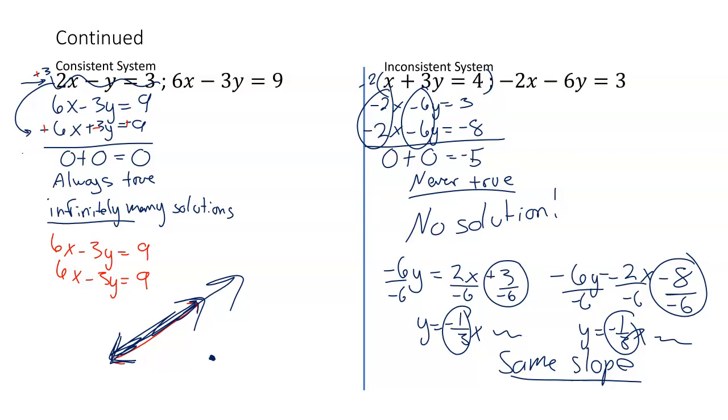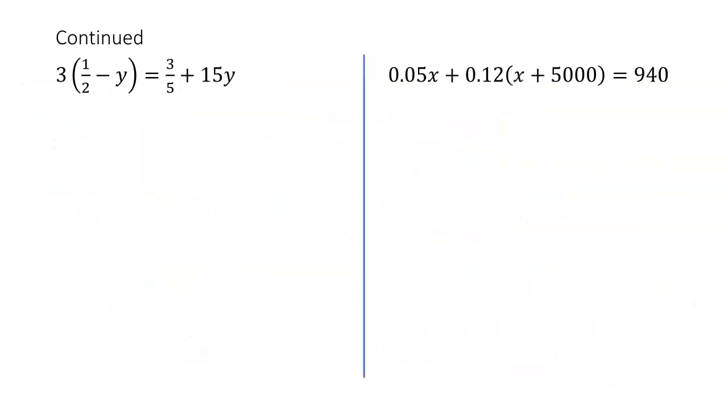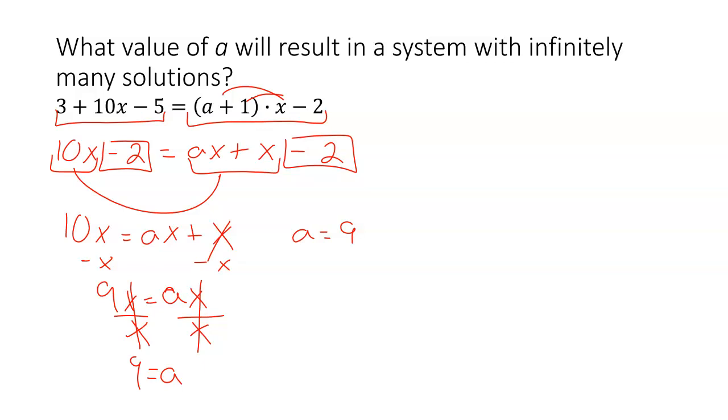And similar as we saw back here, trying to write a system that's consistent, well, we need the same slope and the same y-intercept. So making sure we get a value of A that matches with that.